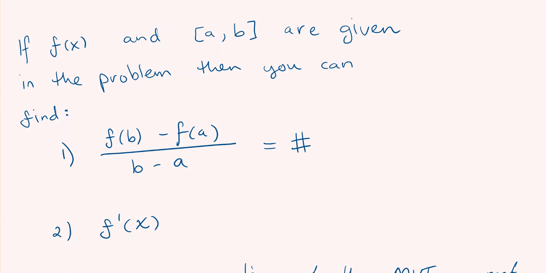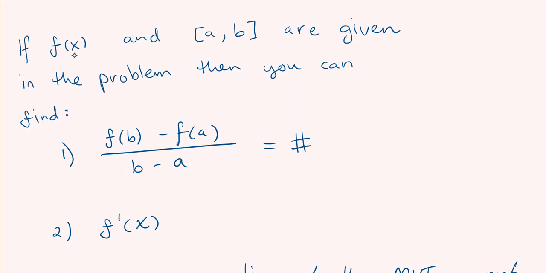In some of our homework problems from this section, we're going to be given a specific function and a specific interval. Then we're asked to show that the mean value theorem holds for this function on this interval. The main steps for a problem like that would be to first calculate the slope of the secant line that passes through the endpoints, that is f of b minus f of a over b minus a. This is going to be some value. Then calculate the derivative in general.